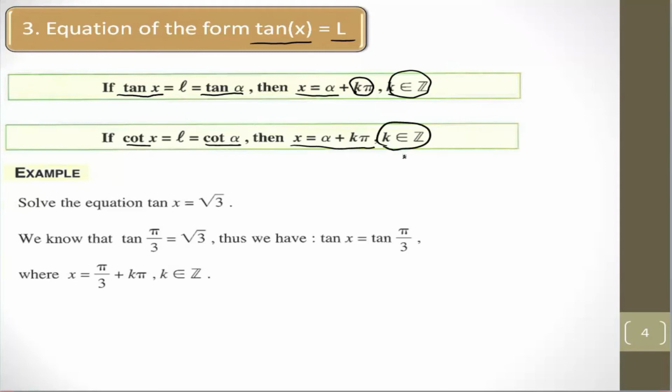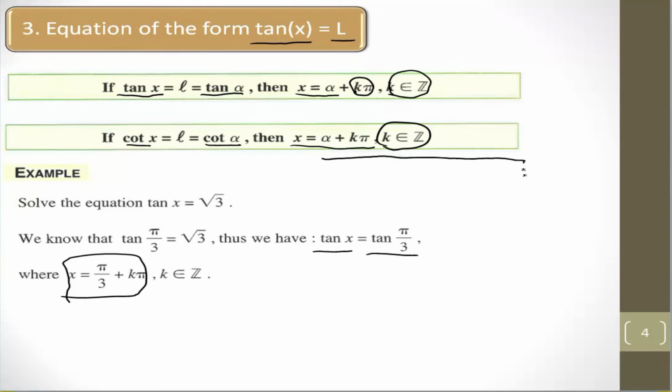Okay, so let's take an example. If tangent x equal radical 3. We know that tangent pi over 3 is radical 3 from the table of the previous lecture. So we have that tangent x equal tangent pi over 3, and then x equal pi over 3 plus k pi only. That's it.